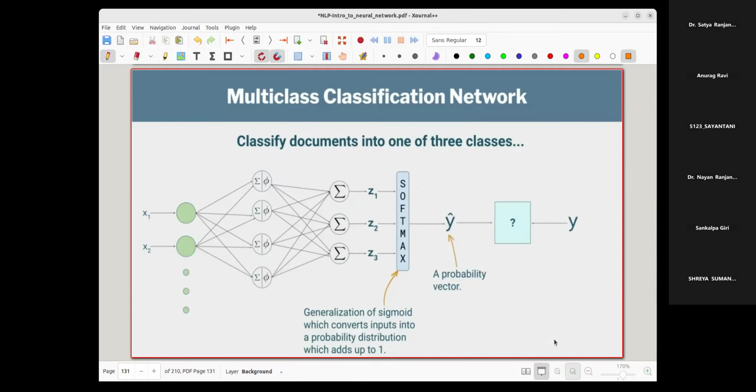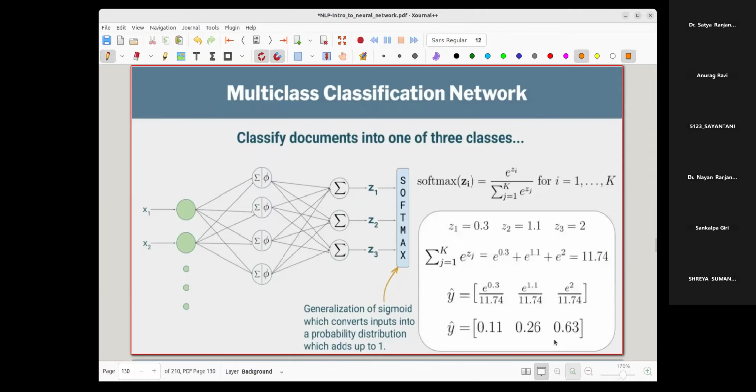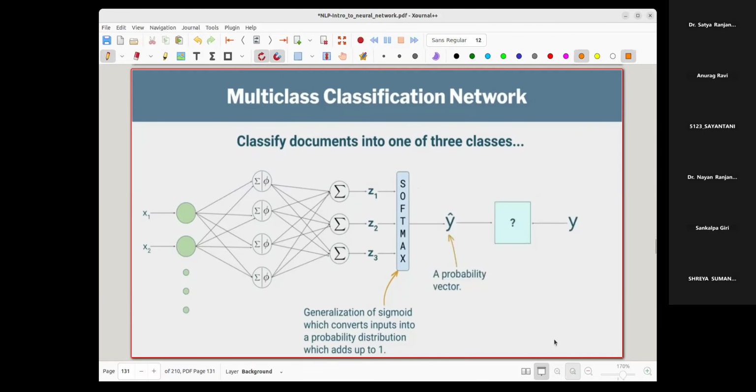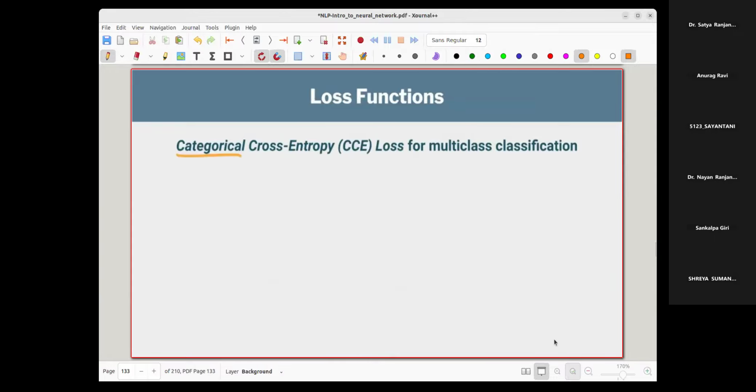Now, just see. y cap is nothing but a probability vector. For this, it is 0.11, 0.26, 0.63. But what is y? Your y is just a value, the class name, either Z1, Z2 or Z3, whatever is the class. So what kind of loss function are we going to use? The loss function to be used is called categorical cross entropy. In binary classification, you have to use binary cross entropy. If it is a multi-class classification, you have to use the categorical cross entropy function.